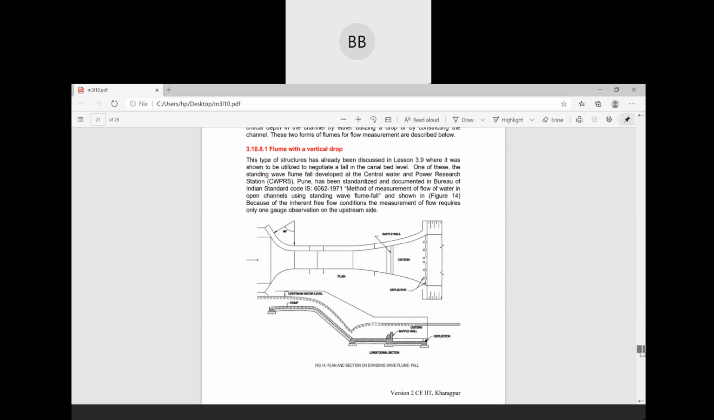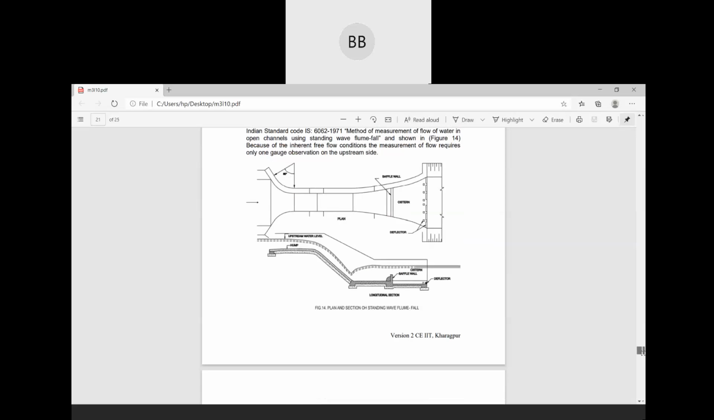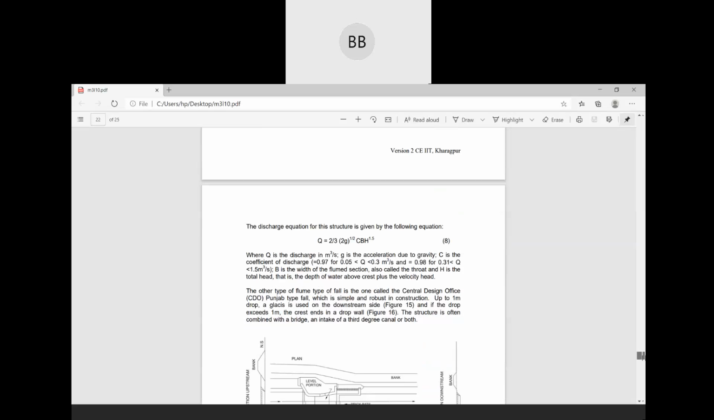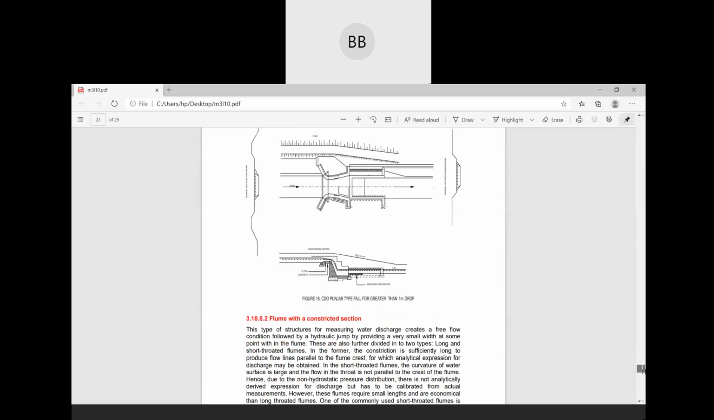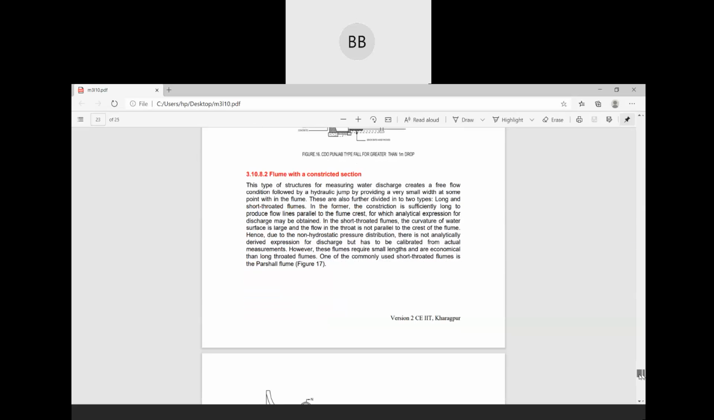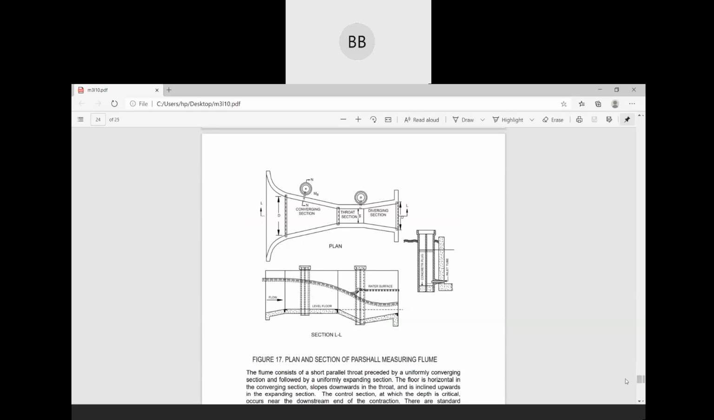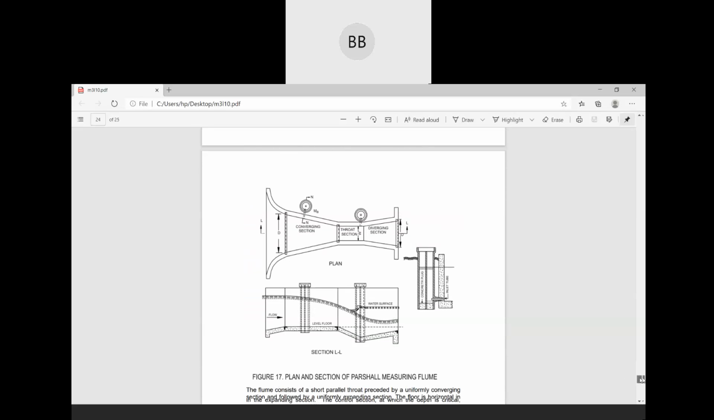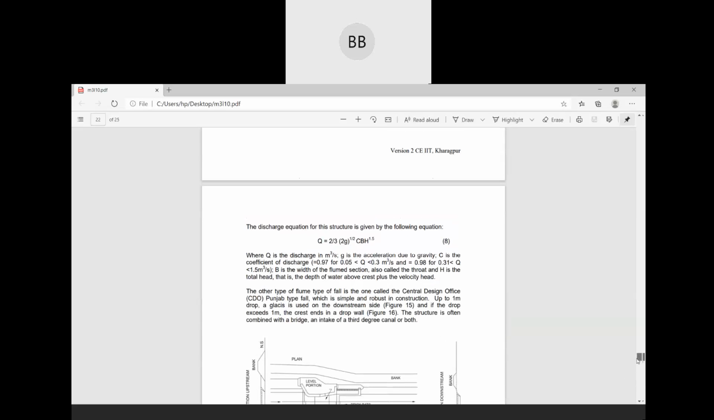And to measure discharge, we have another structure called flumes. Flumes are basically used to measure discharge in an open channel. Suppose in a laboratory you have an artificial channel, or maybe you have a canal where you want to measure the discharge. In that case, we can also use that flume structure. It's something like that.